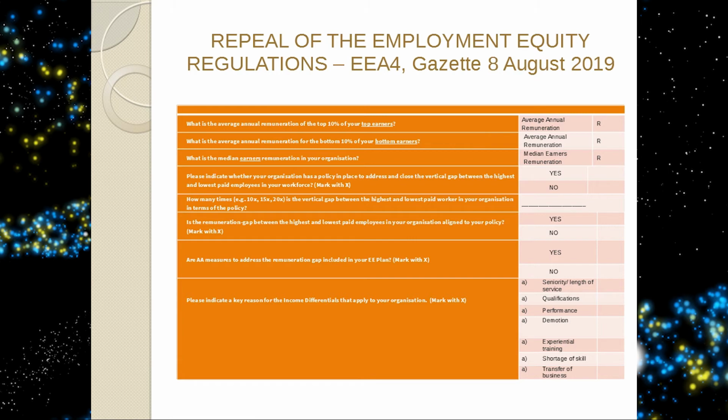Because now the next question is, how many times is the vertical gap between the highest and lowest paid worker in your organization in terms of your policy? Let's assume the highest person earns 100,000 Rand per annum and the lowest person earns 10,000 Rand per annum. The vertical gap would be 10. Why? Because the highest person earns 10 times more per annum than the lowest earner. Is the remuneration gap between the highest and lowest paid employee in your organization aligned to your policy, yes or no? If not, align it to your policy.